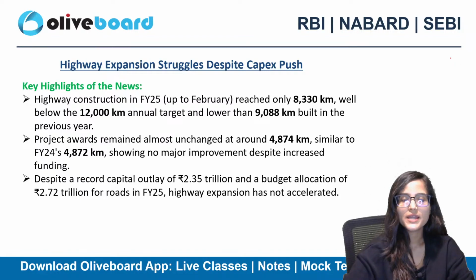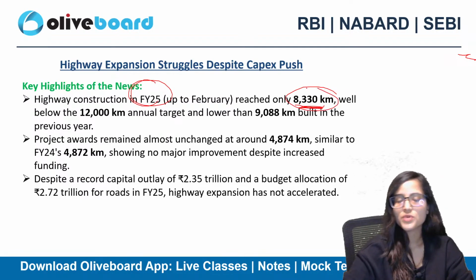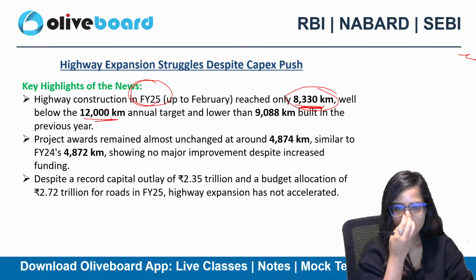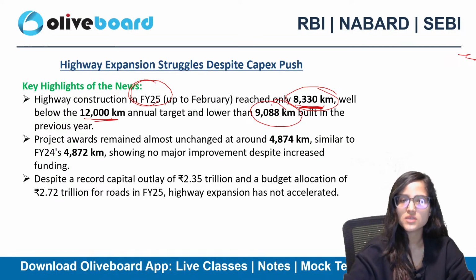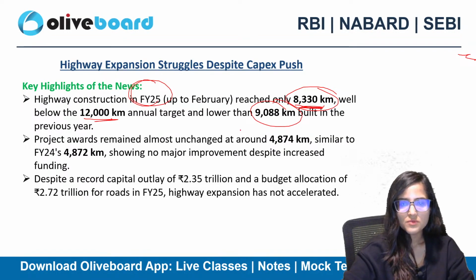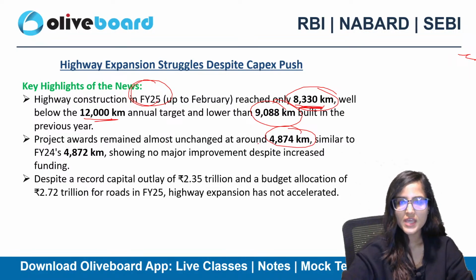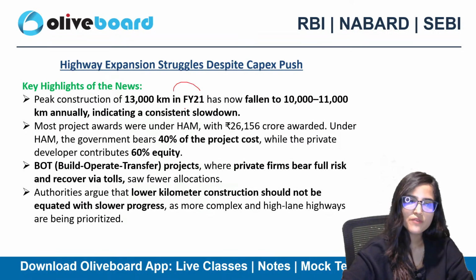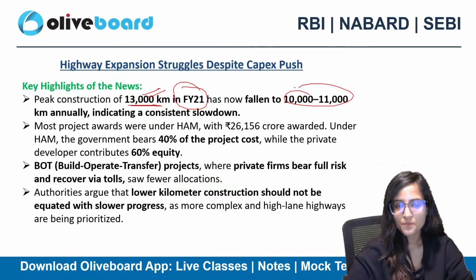Okay, so you can see that it has been declining. Highway construction in financial year 25 till February reached only 8330 kilometers. The target was 12,000 kilometers, but we reached only 8330 kilometers, which is lower than even the 9,000 kilometers in the previous year. Project awards remained almost unchanged at around 4874 kilometers, so there is no major improvement. Peak construction in financial year 21 was 13,000 kilometers. It has fallen to 10,000 to 11,000 now.